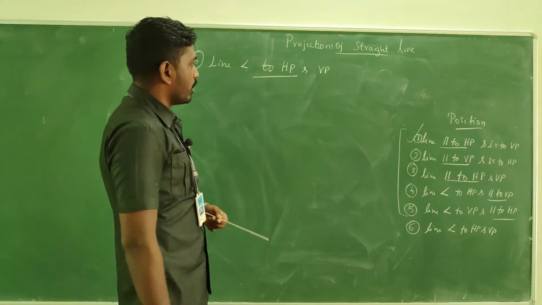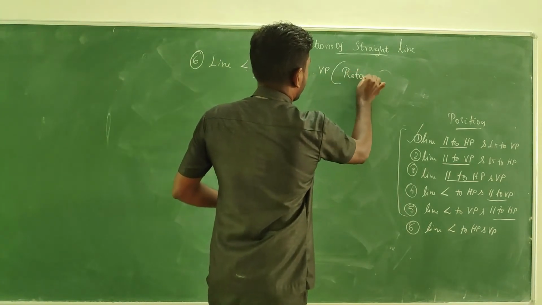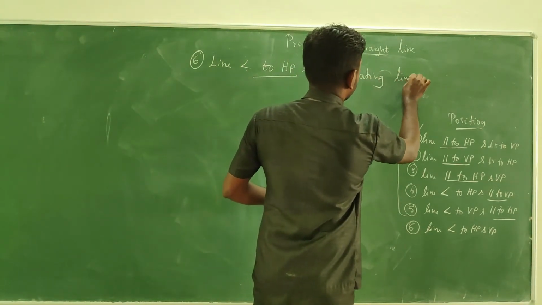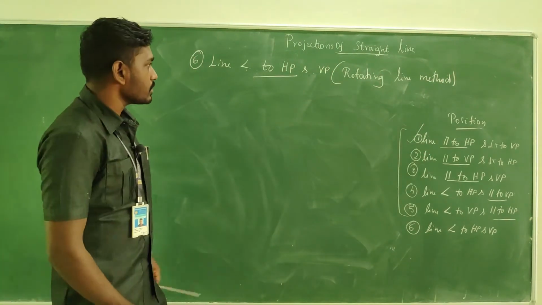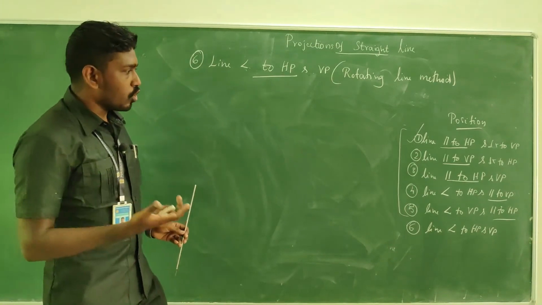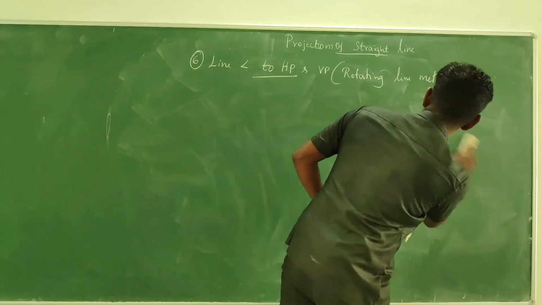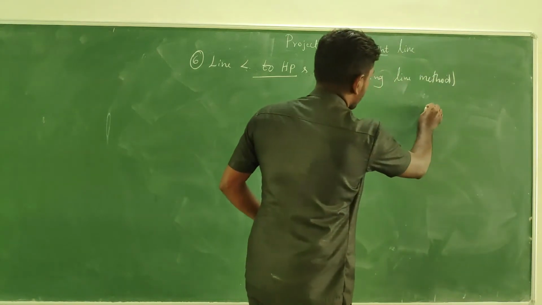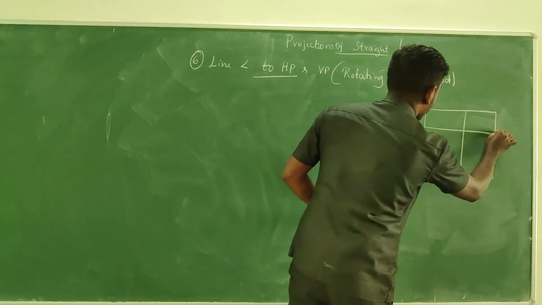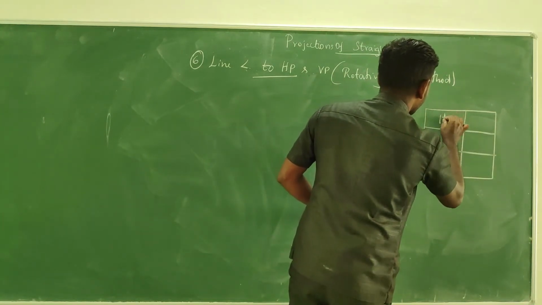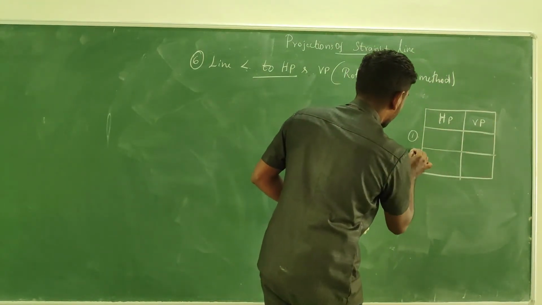So what we are going to do is use a method called the rotating line method. Rotating line method, right? So here we will be going with 2 assumptions. That means we have 2 inclinations, HP as well as VP, right? So the 2 assumptions are something like this. HP inclination is there, and VP inclination is there, first and second.